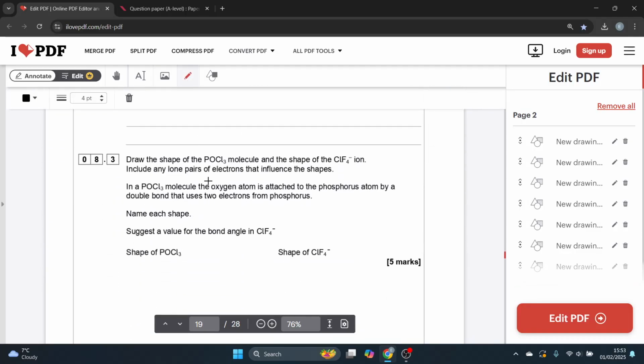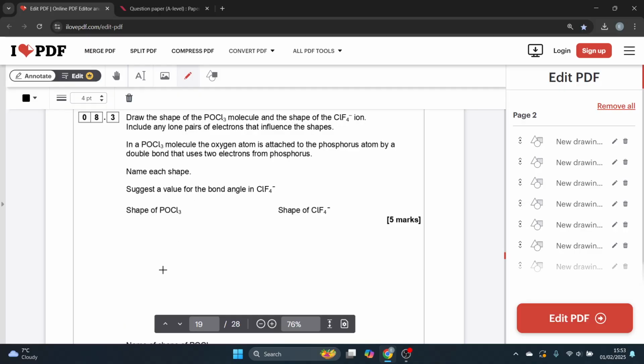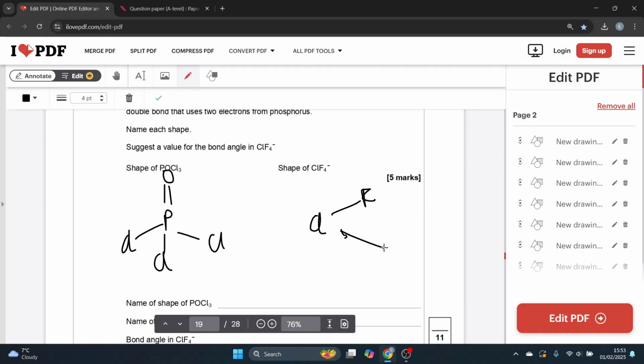Go to the shape of the POCl3. So POCl3, phosphorus and 4 attached to 4, that's fine. ClF4 minus was Cl, F, F, F, and F. Well, chlorine's in group 7, bonded to 1, 2, 3, 4, and it's also got this minus charge. So I'm going to have a lone pair of electrons here, lone pair of electrons here, 1, 2, 3, 4, 5, 6, and then this negative charge will add another one, so that'll be 7.